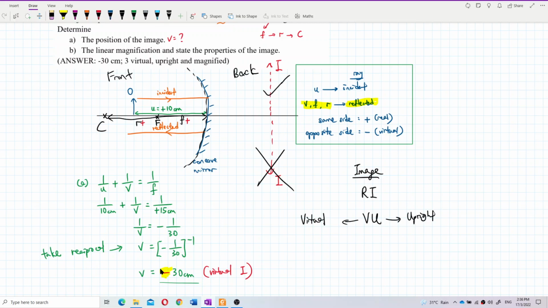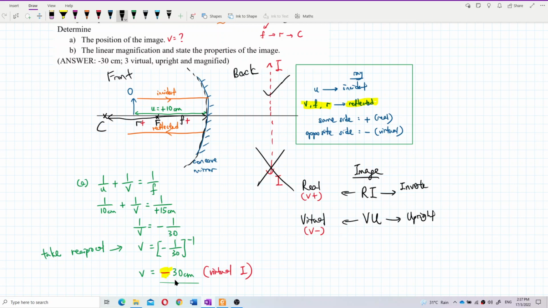Another thing, because you get V negative, that's why it must be an upright image. That's why I draw the image upright, not inverted. Inverted is for a real image. Unless you get V positive, you get a real image. Where V is positive, then it is an inverted image.